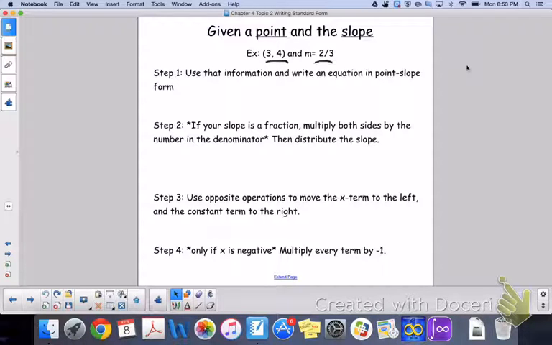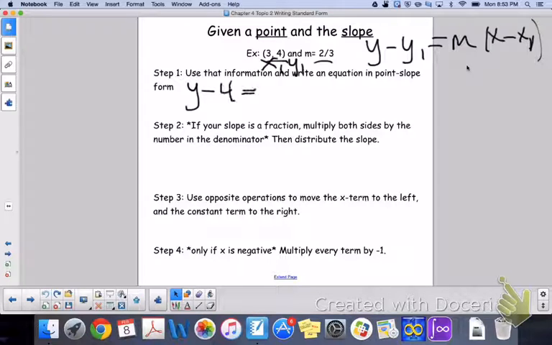When we have a point and a slope, remember y minus y1 equals m times x minus x1. Okay, so we have our x1 and y1, and slope is 2/3. So y minus 4 equals 2/3 times x minus 3. Okay, now if your slope is a fraction, we're going to multiply both sides by the number in the denominator. Now, on the right, when we multiply by 3, it's multiplying 3 times 2/3 times x minus 3, just once, okay? Those 3's cancel. We're left with 2 times x minus 3.